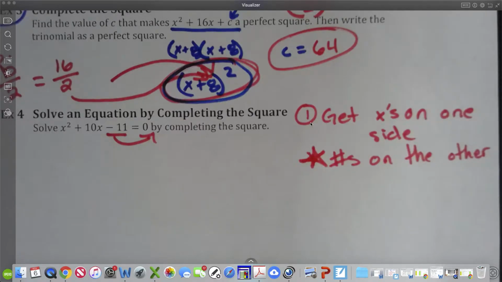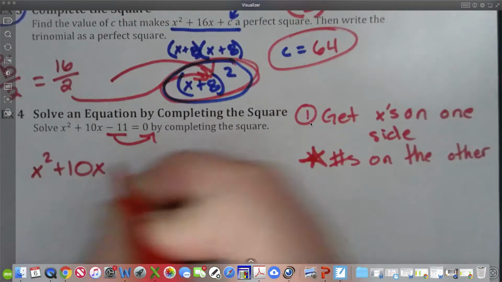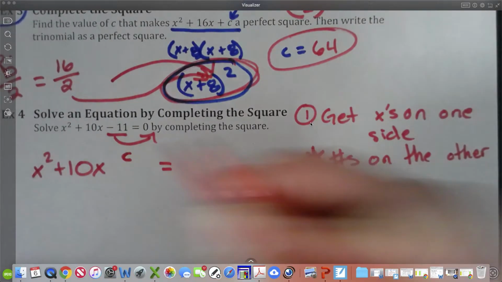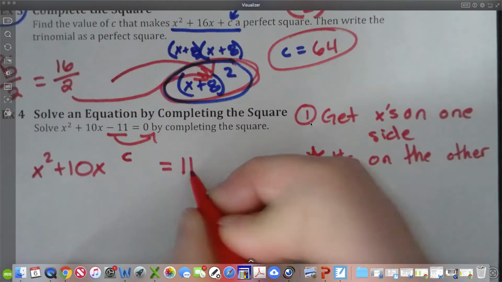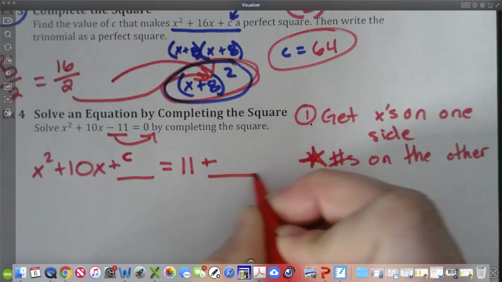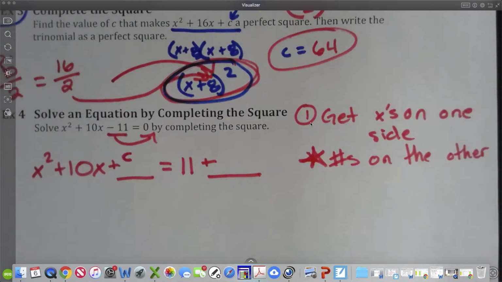You have to add 11. So I'm going to leave x squared plus 10x, and I'm going to leave a space because we're going to fill that space in just a second. This is going to be like your c value. Equals 11. And I'm going to put plus blank here, and plus blank here. Completing the square is completing the blank. I tell all my upper level kids that, like my trig kids: completing the square, completing the blank. That's how they remember that.